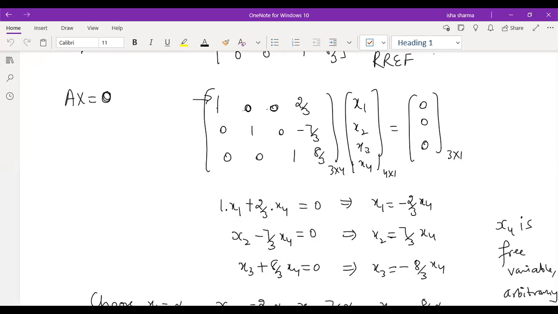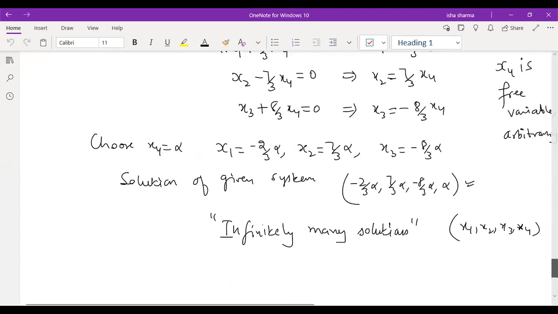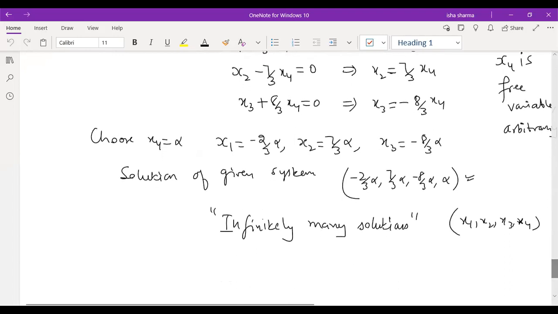From the first equation, I got x1. From the second equation, I got x2. From the third equation, I got x3 directly. Okay. So that is what is going to happen because of RREF. And since they are coming in terms of one variable x4, therefore there are infinitely many solutions of this homogeneous system of equations.